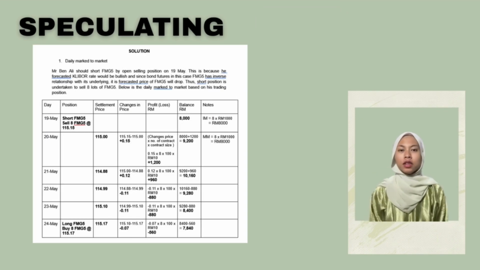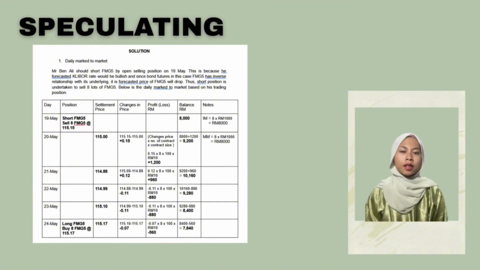So, Mr. Ben Ali should short FMG5 by opening a selling position on 19 May. This is because he forecasts the LIBOR rate will be bullish, and since the bond future, in this case FMG5, has an inverse relationship with its underlying, the price of FMG5 is forecast to drop. Third, the short position is undertaken to sell 8 lots of FMG5. Below is the daily market based on this trading position.